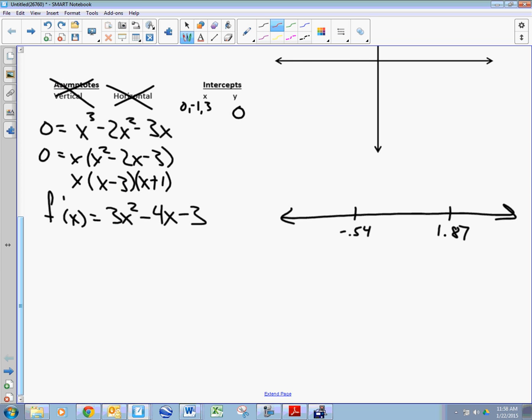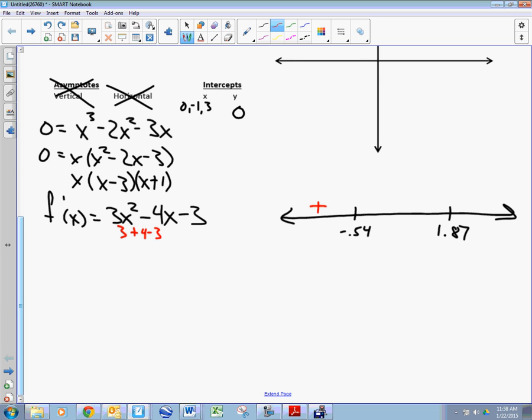So I'm going to plug in values to do some testing now. It doesn't factor, so I just have to plug it into my actual derivative. I'll plug in negative 1. Negative 1 squared is 1 times 3 is 3, minus 4 times negative 1 would be plus 4, minus 3. So that gives me a positive or negative value? Positive. So the first derivative is positive there.